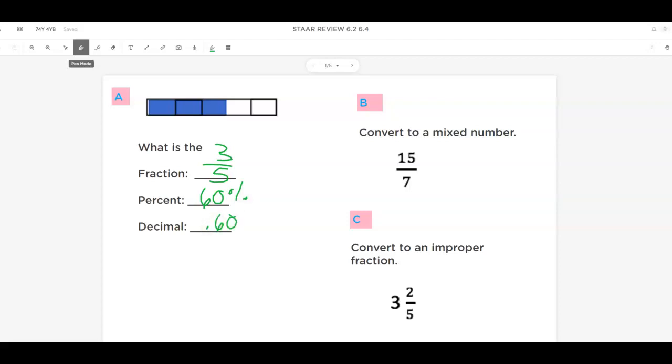Oh, we're supposed to write this? Oh, you gotta give me a second.